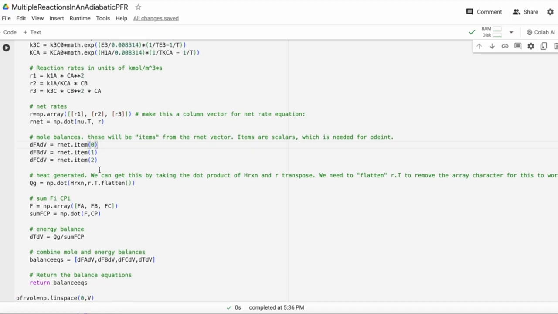My net rates are going to form the mole balances for my different species, A, B, and C. I'm going to use this item command to do that. What that's going to do is give me a scalar quantity rather than a vector. The ODE int solver is going to expect a scalar, so the more I can get rid of vector things now, or I guess I should call it array things, now that I no longer need them.